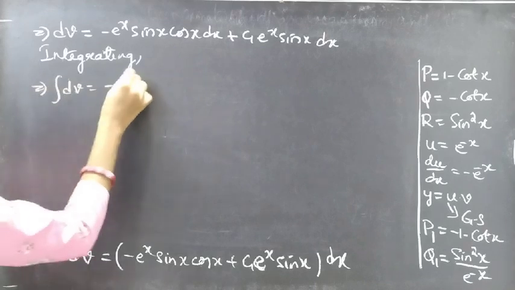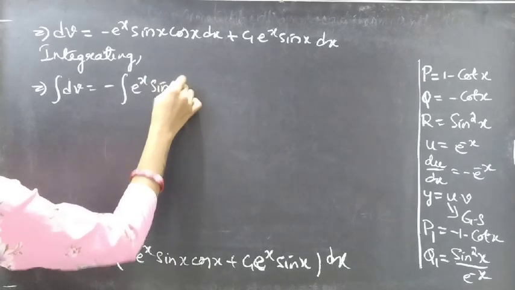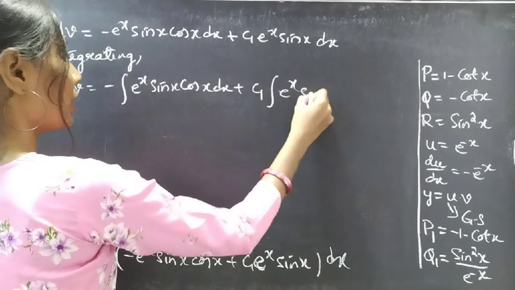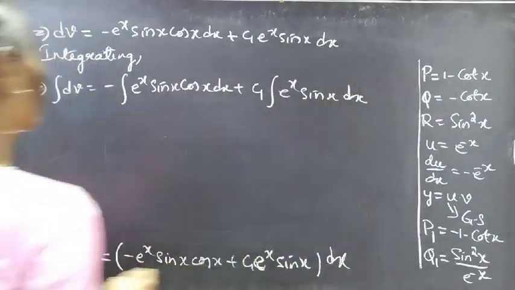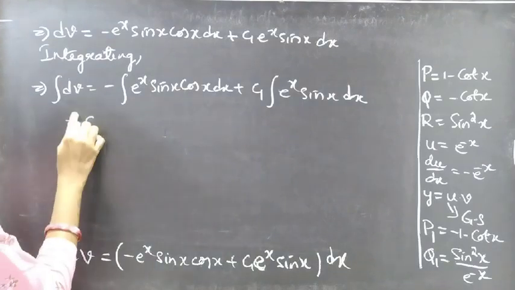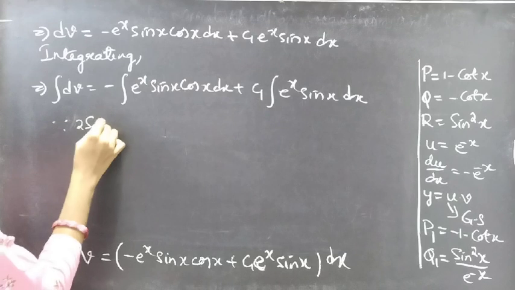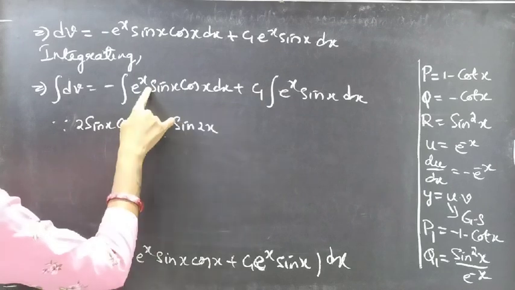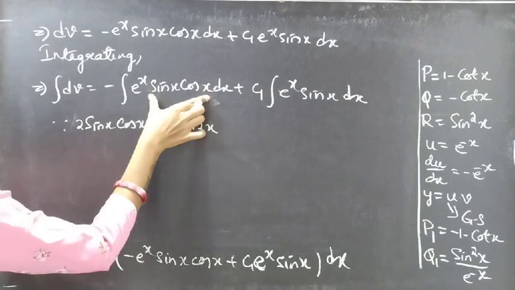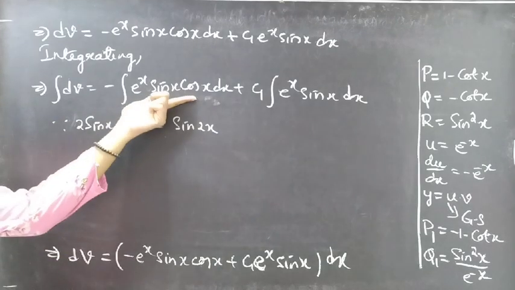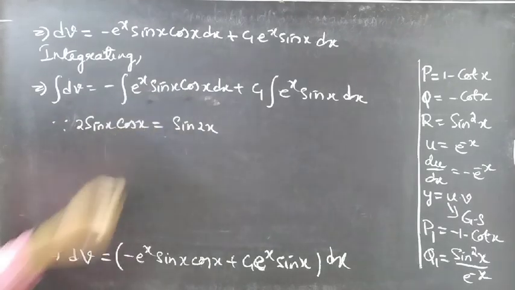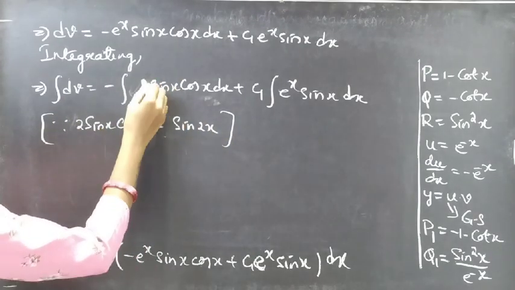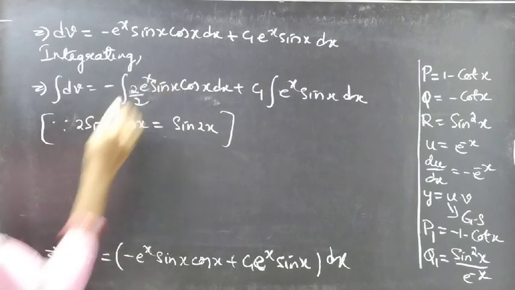Integral dv equals minus integral e^x sin x cos x dx plus c1 integral e^x sin x dx. Since we know that 2 sin x cos x equals sin 2x, we'll multiply and divide by 2 in the integrand of the first term. Then this becomes, I'll just write it here itself, 2 by 2, say.